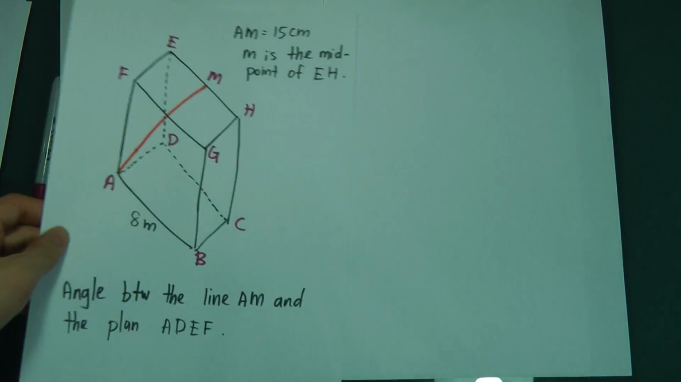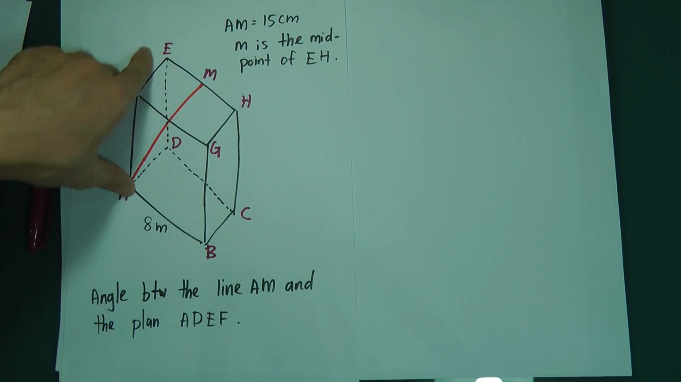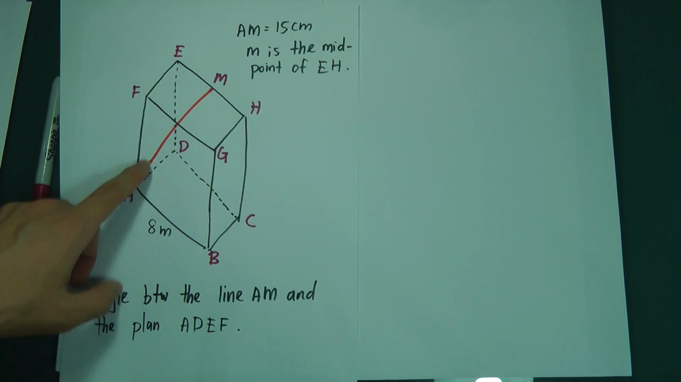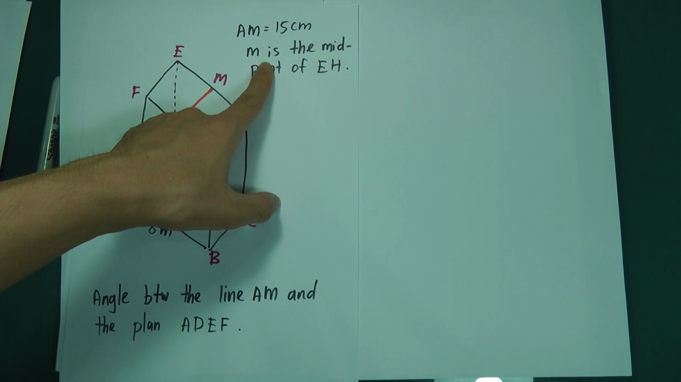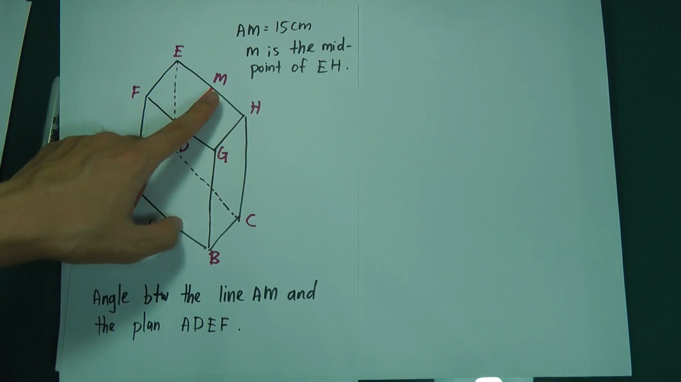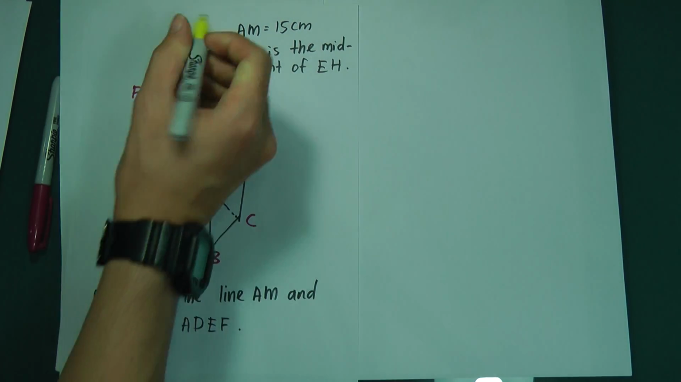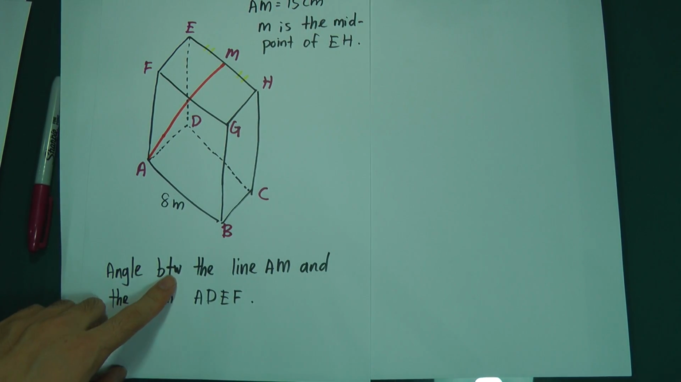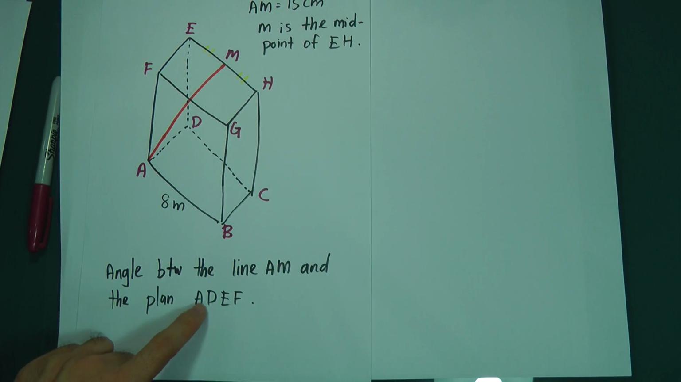Okay, first, this is one of the past year questions. You will see a cuboid over here, and then it gives you some information. The line AM is 15 centimeters, and M is the midpoint of EH. It means these two are the same length. This one and this one are the same length. Okay, it doesn't matter. Now it asks you to find the angle between the line AM and the plane ADEF.